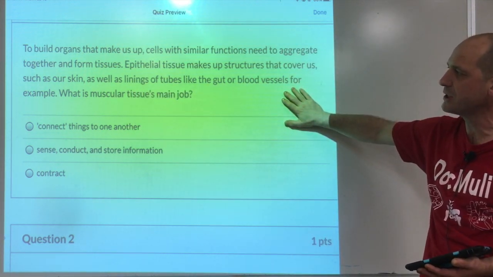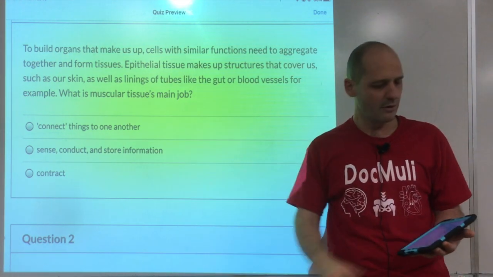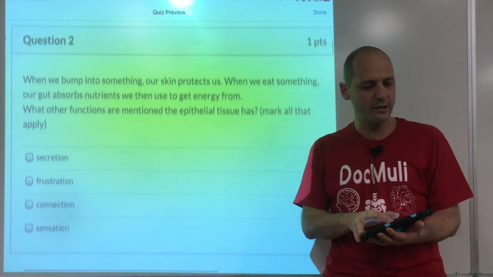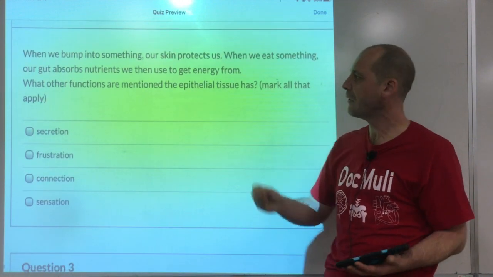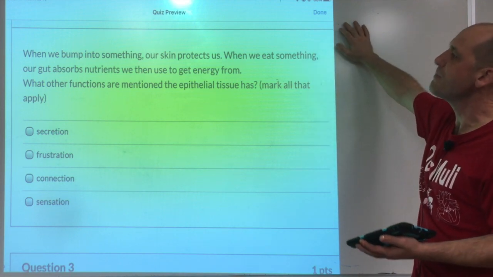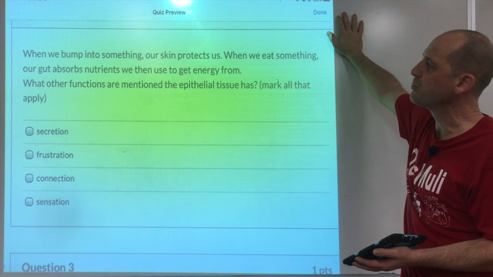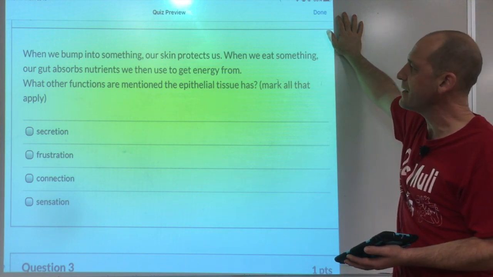What is the muscular tissue's main job? Contract. Actively, that's really all it does. It shortens. When we bump into something, our skin protects us. When we eat something, our gut absorbs nutrients we then use to get energy from.